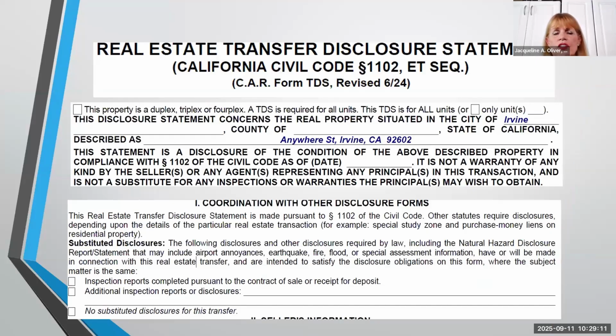Okay, let's look at the transfer disclosure statement in detail. When you start off at the top, you're going to define the property. Is it a single family? Is it a duplex, etc.? And it's a disclosure as of a certain date.